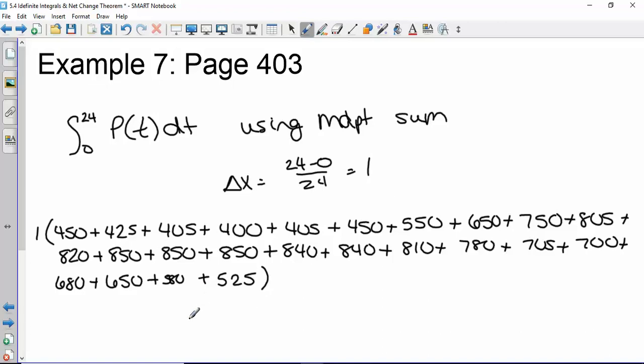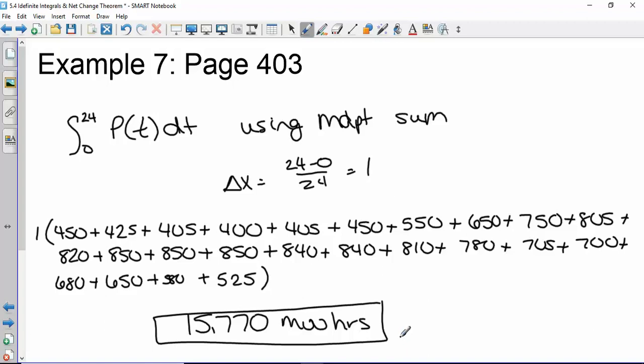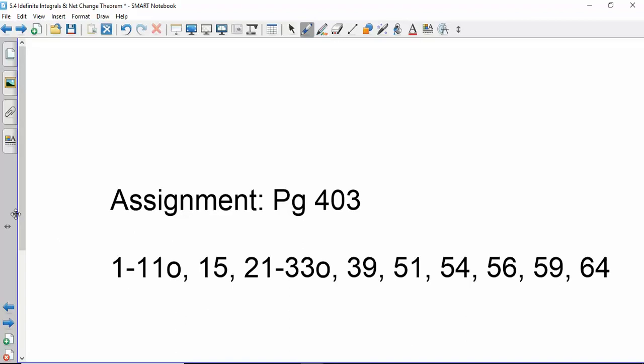And I got 15,770 megawatt hours. The book's approximation was 15,840. So we were pretty close to theirs. Alright. Any questions on this stuff? So that is the end of this section.